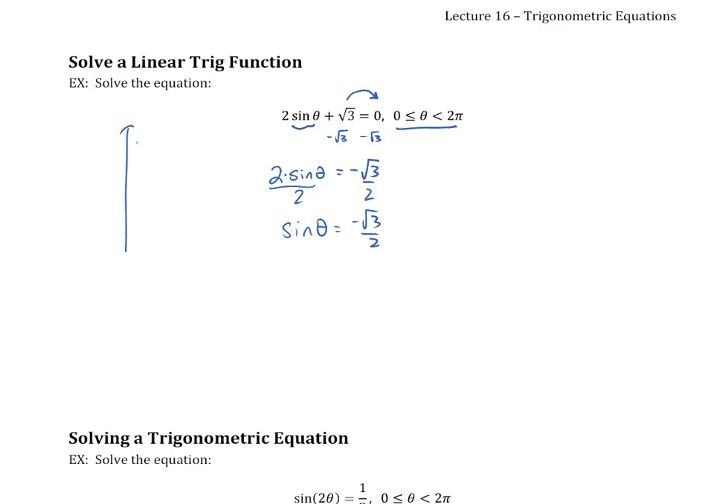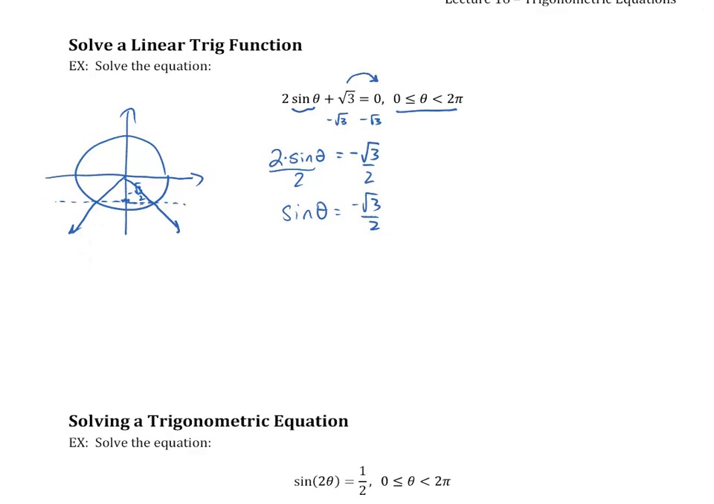Now, looking at my unit circle definition, where is negative square root of 3 over 2 for sine? Now, sine is the y-coordinate. Negative would be down, and square root of 3 over 2 is a little bit further than halfway. So we're looking at points on the unit circle with a y-coordinate of negative square root of 3 over 2. So this angle right here, and this angle right here. All right, this one turns out to be 4 pi over 3.